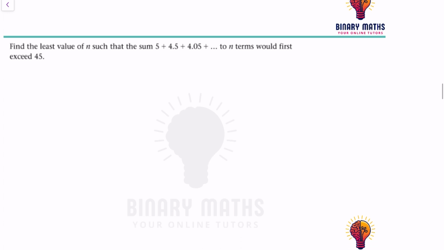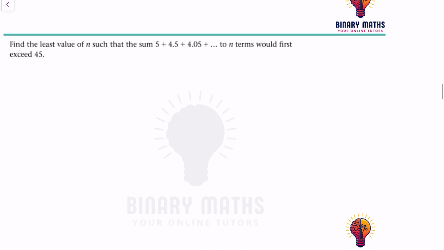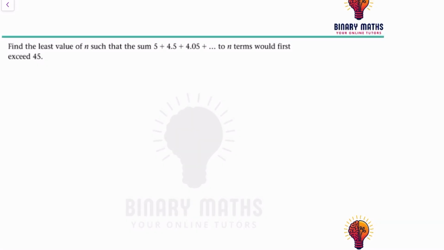Next example, find the least value of n such that the sum 5 plus 4.5 plus 4.05 and so on to n terms would first exceed 45. So the first term, a, is equal to 5. The common ratio is equal to the second term divided by the first term, so 4.5 divided by 5, which is equal to 0.9. n is equal to question mark, which we're trying to find out. And we want the sum of n terms to be greater than 45.